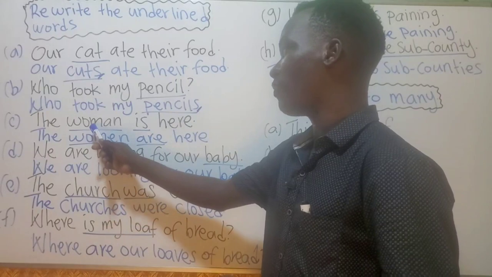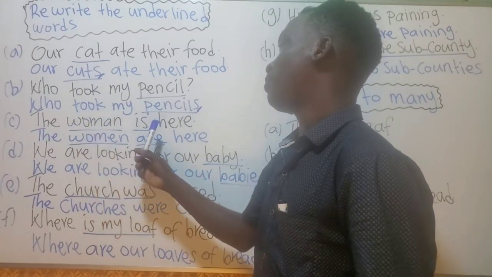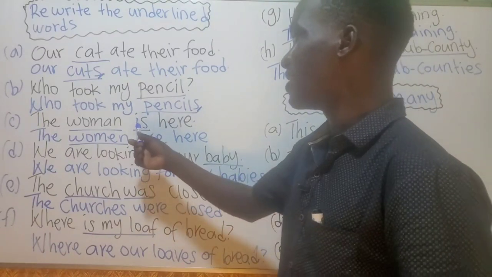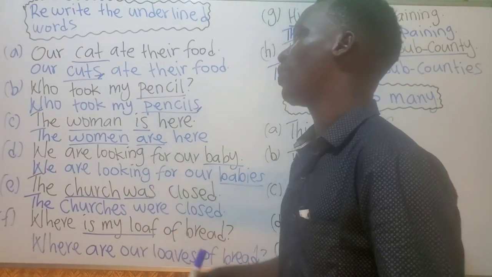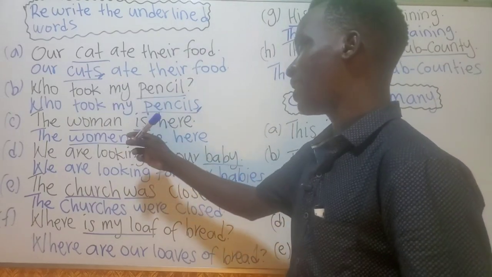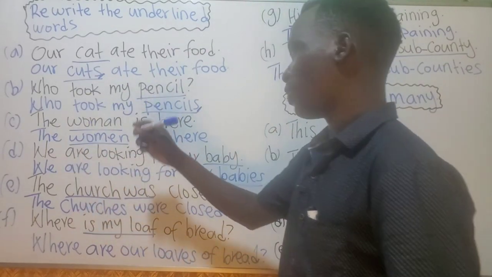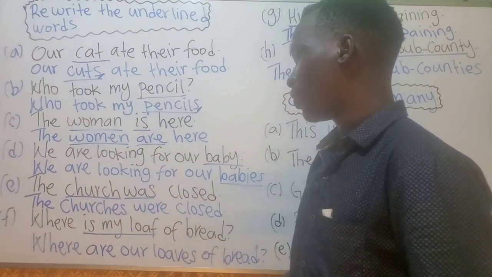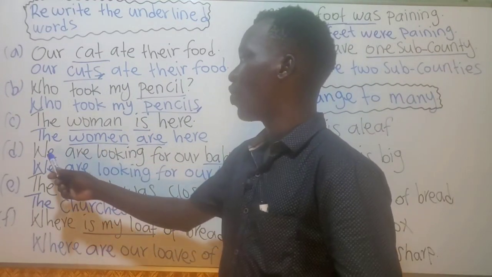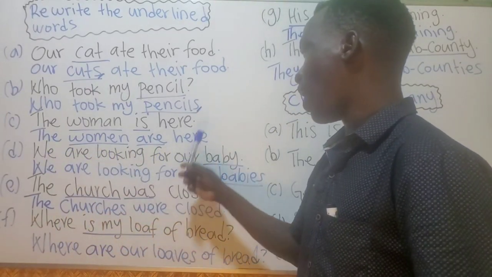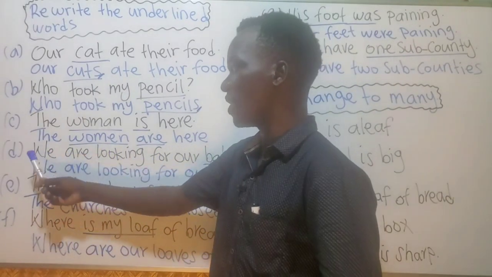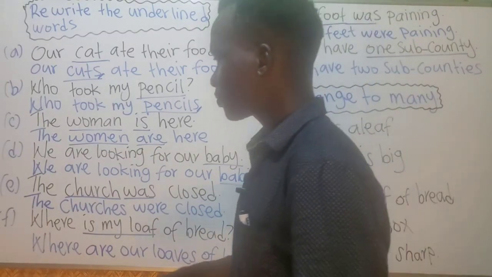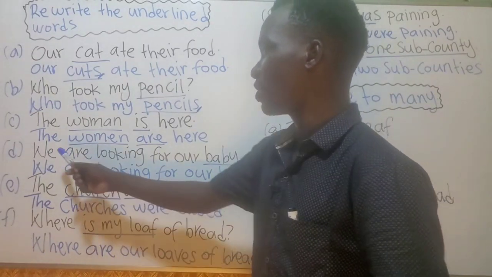For example, here we have woman, which is one. It is supported by is, okay? Singular is supported by is, and then women is supported by are. So here we have women, which is plural. Are will support it, okay? So we are looking for our bag. You can also see here, we is also plural, okay? Yes, we is also a plural. And then are is supporting we.